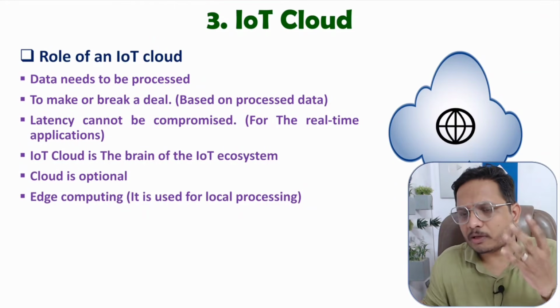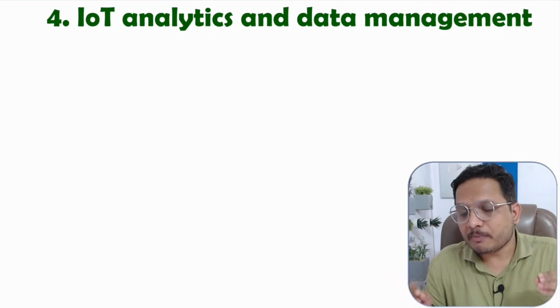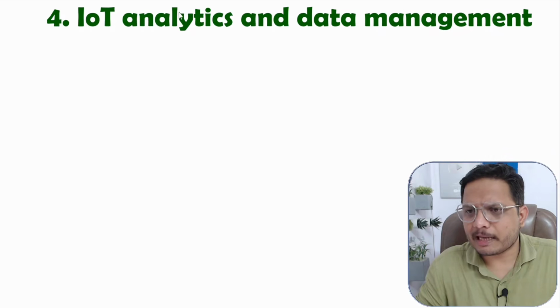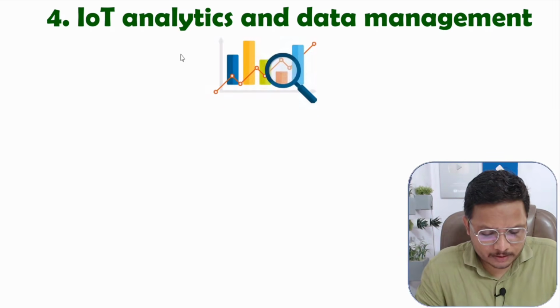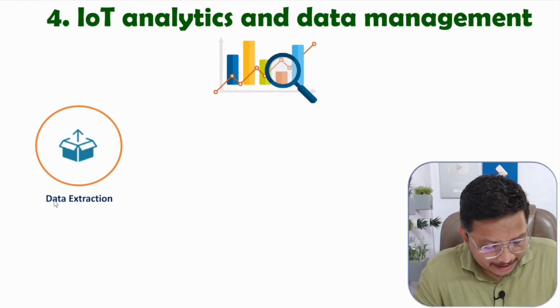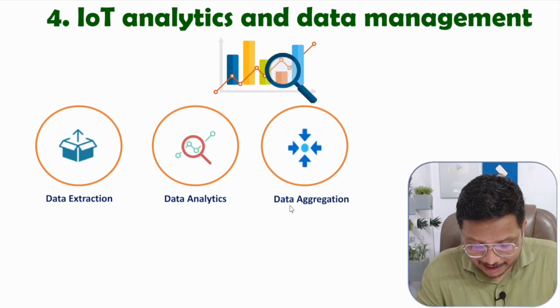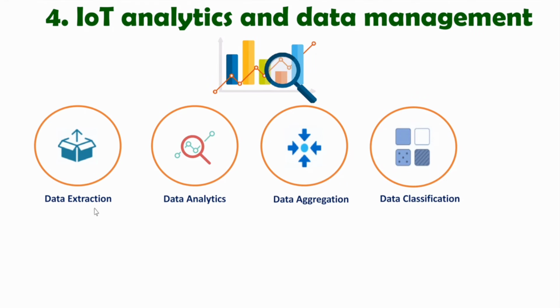Let us have the fourth IoT component block. The fourth major component of an IoT system is IoT analytics and data management. Let me discuss the key essential points of IoT analytics and data management. So here, the first task is data extraction, second is data analytics, third is data aggregation, and fourth is data classification. So these are the four tasks that we perform in IoT analytics and data management.